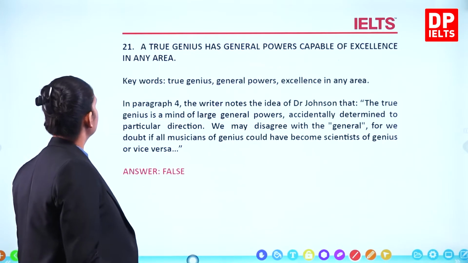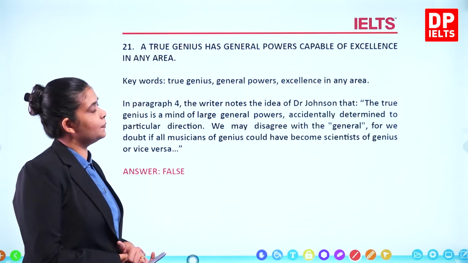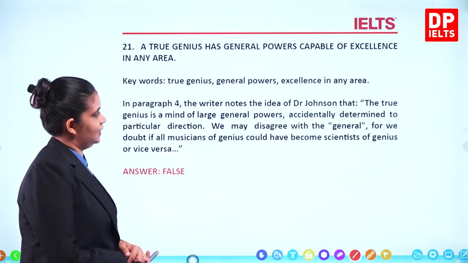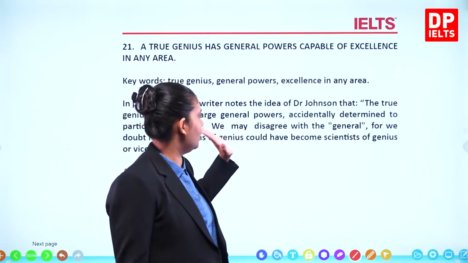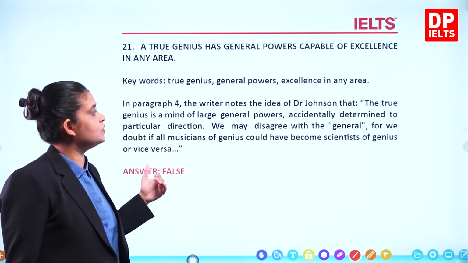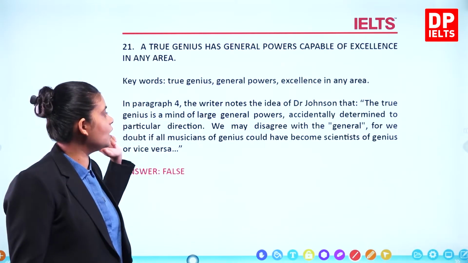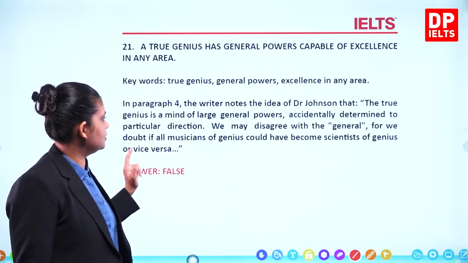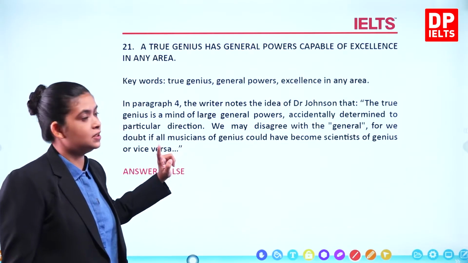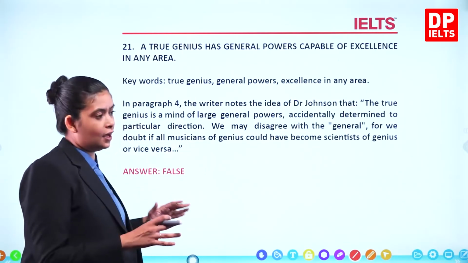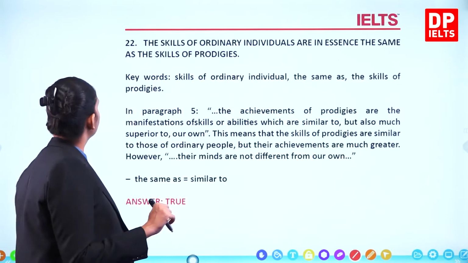Alright, 21. A true genius has general powers capable of excellence in any area. Any area, okay? In paragraph 4, the writer notes the idea of Dr. Johnston. The true genius is a mind of large general powers, accidentally determined to a particular direction. Particular. Does it mean any area? No, just specific. So the answer is false.